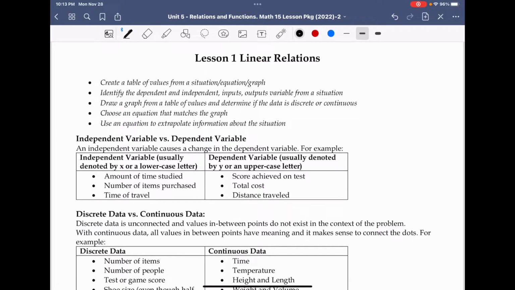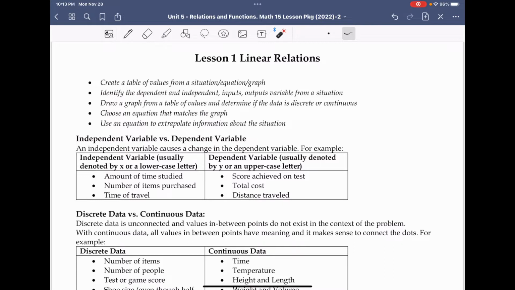All right, so now we move on to our fifth unit, and it is relations and functions, and we're going to start off with lesson 1 being linear relations. So for today's lesson, what we're going to do is go through a 5-step method for both problems and identify some key terminology that we'll need going forward.